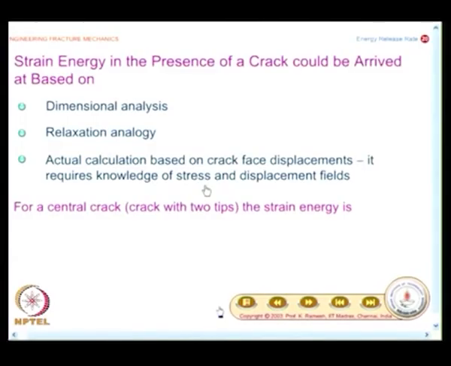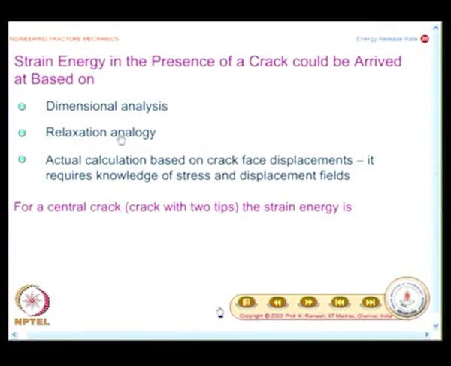But right now we do not have the necessary quantities to do that kind of calculation. If we have to do that, we need knowledge of stress and displacement fields in the vicinity of the crack tip. Once we take up crack tip stress and displacement fields, we will develop them, then come back and do these calculations again and satisfy ourselves that we can find the strain energy in the presence of a crack accurately from a mathematical standpoint.